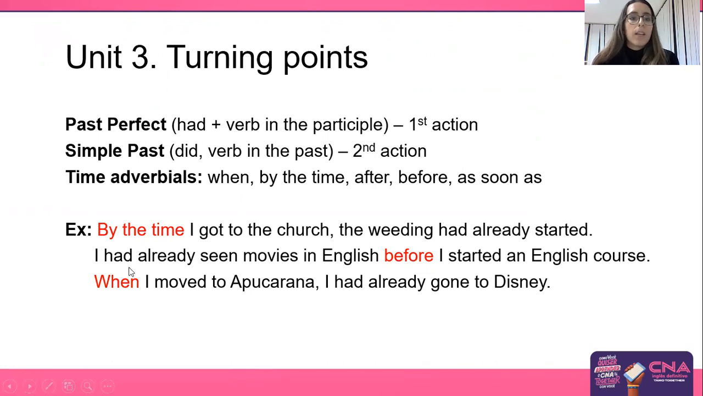Okay, guys? Can you see here that the time adverbials are usually related to the second action in the past? You have by the time I got, before I started, when I moved. So you have the use of the simple past for the second action. Pay attention to these, because this can help you find out what happened first and second.